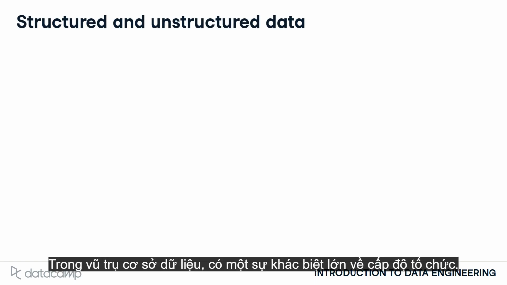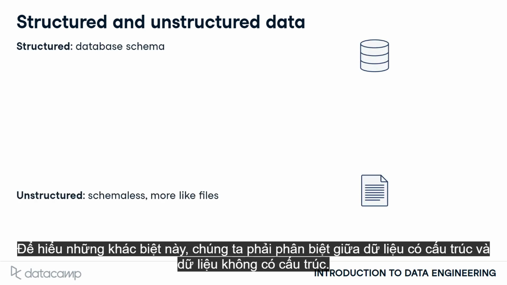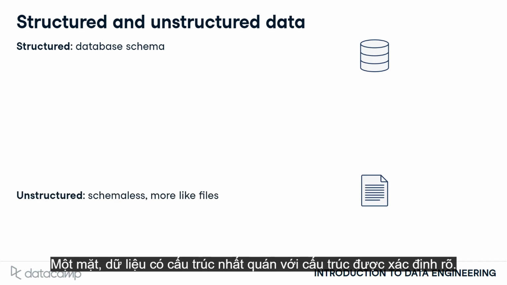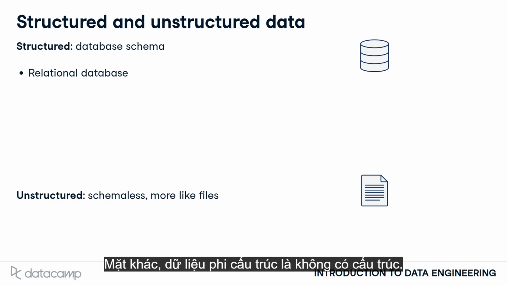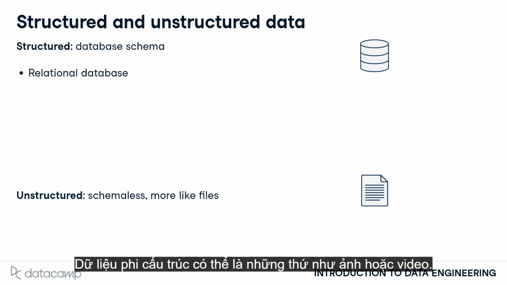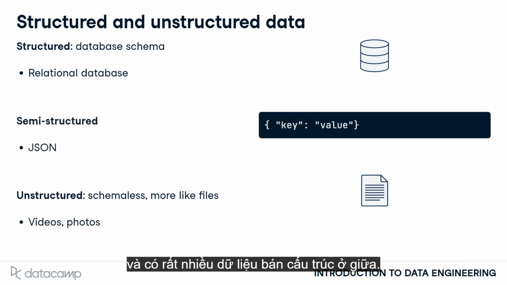In the universe of databases, there's a big difference in the level of organization. To understand these differences, we have to make a distinction between structured and unstructured data. On one hand, structured data is coherent to a well-defined structure. Database schemas usually define such structure. An example of structured data is tabular data in a relational database. Unstructured data, on the other hand, is schemaless. It looks a lot more like files. Unstructured data could be something like photographs or videos. Structured and unstructured data define outer boundaries, and there is a whole lot of semi-structured data in between. An example of semi-structured data is JSON data.